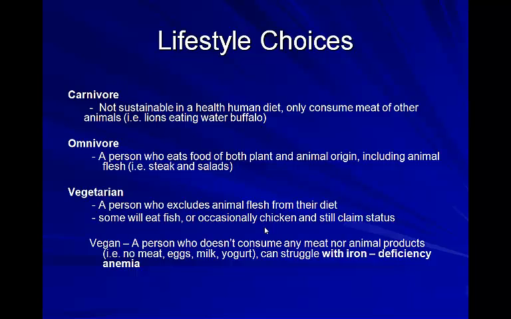An even more strict diet would be a vegan, which is kind of a subset of being a vegetarian. Not only do vegans not consume animal flesh, they don't eat any animal products. So now think about that. Not only not any meat, but no eggs, no milk, no yogurt, no cheese. These people are the ones who would most likely struggle with an iron deficiency. A lot of our animal products, a lot of our animal flesh contains high levels of iron.